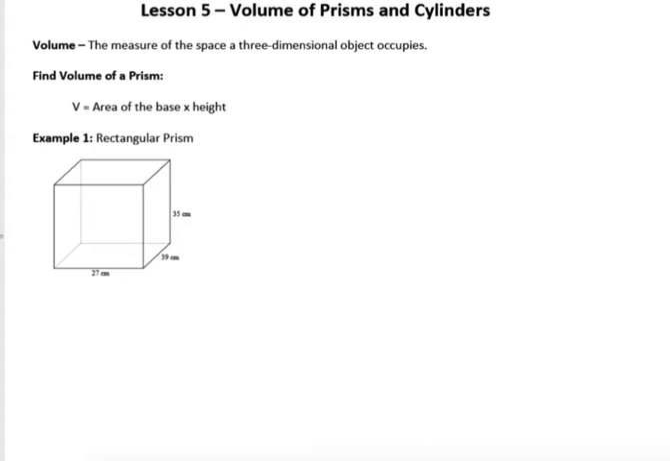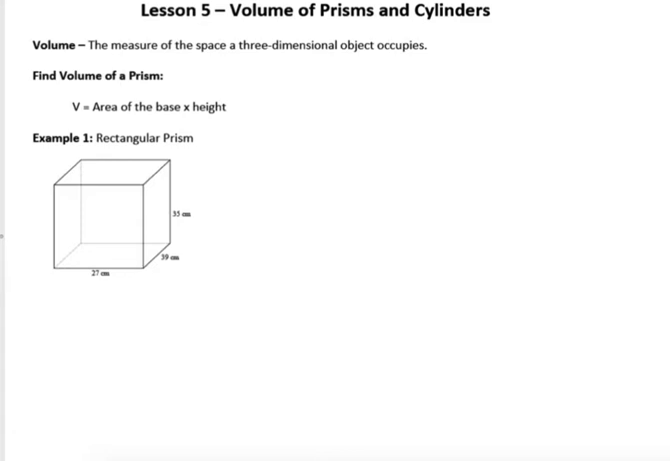This lesson is on volume of prisms and cylinders. So volume is so much easier than surface area. Trust me, there are no super complicated formulas. A lot of them are very straightforward. You're either dividing by a number, cubing a number, squaring, or dividing, things like that.